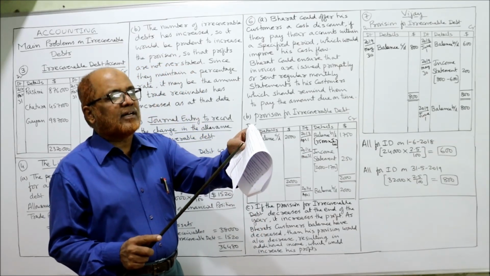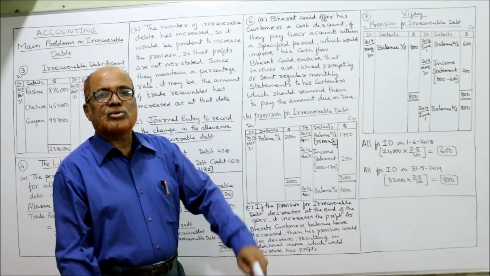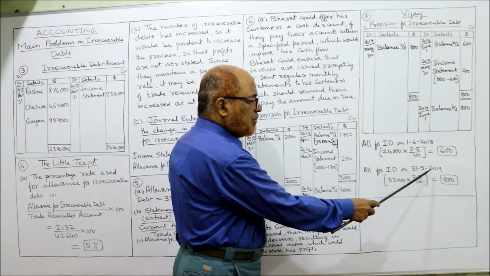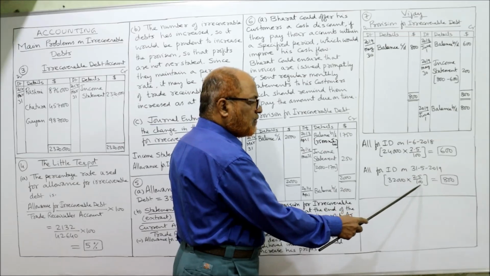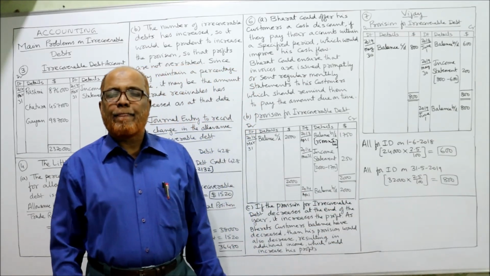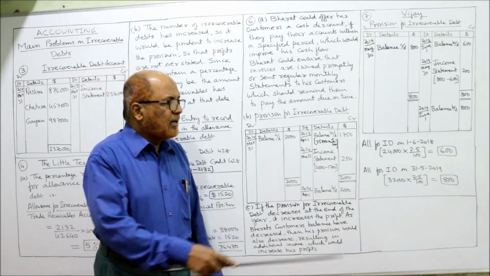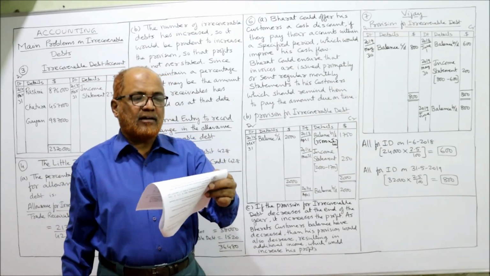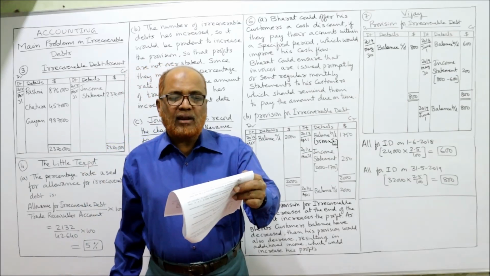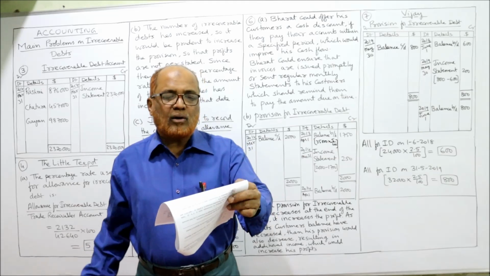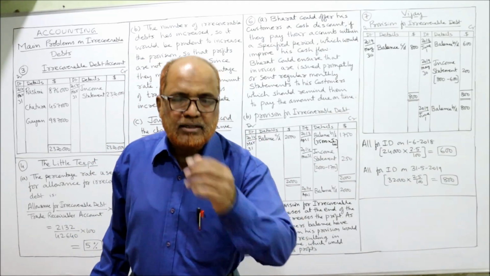Similarly, at the end of the year the trade receivables are 32,000. Allowance for irrecoverable debt on 31st May 2019: 32,000 into 2.5 by 100 is 800. So we have calculated the amount of allowance. Beginning of the year 600, end of the year 800. Prepare an allowance for irrecoverable debt account for the year ended 31st May 2019. Bring down the balance on 1st June 2019.